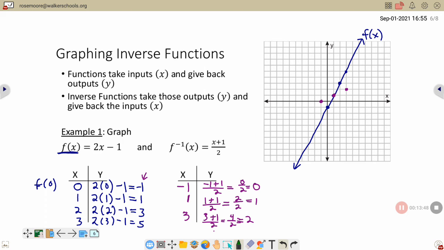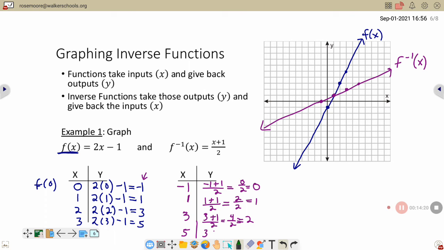And again, if I plugged in 5, I'm going to get 3. I know that from looking at my regular function. So my inverse function at 5 will be at 3. Who sees a pattern? I hope you see a pattern. All right, so that's my inverse function.